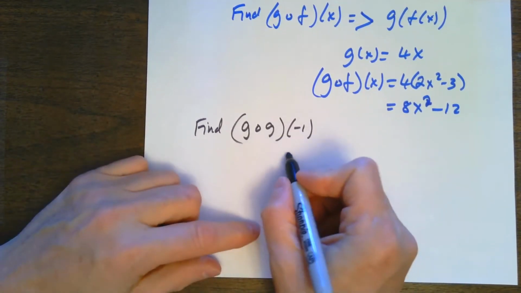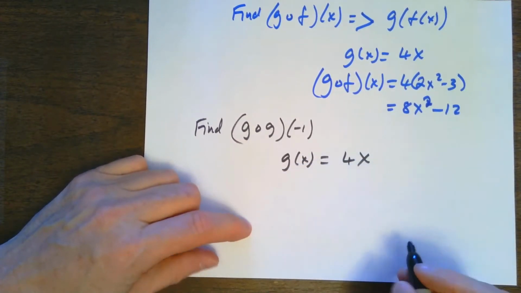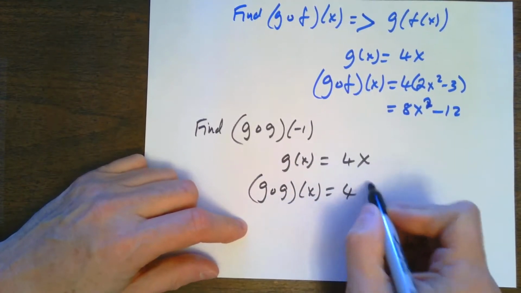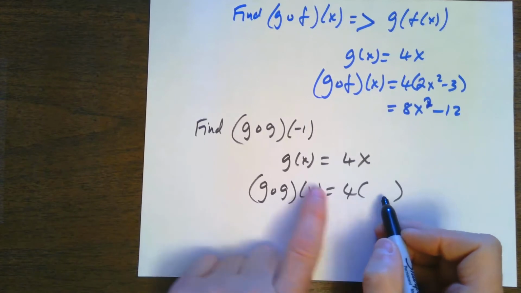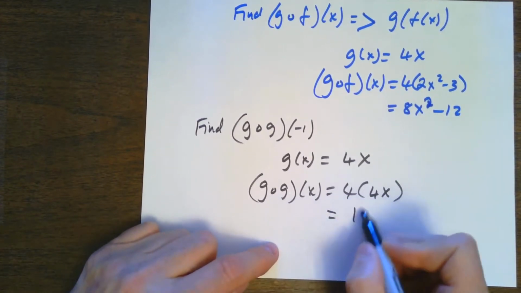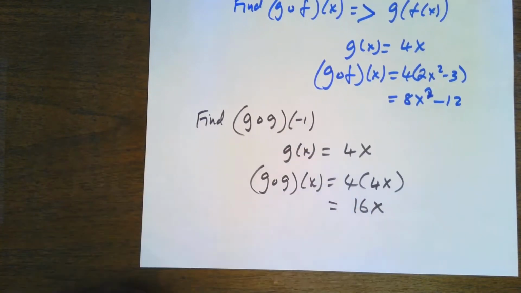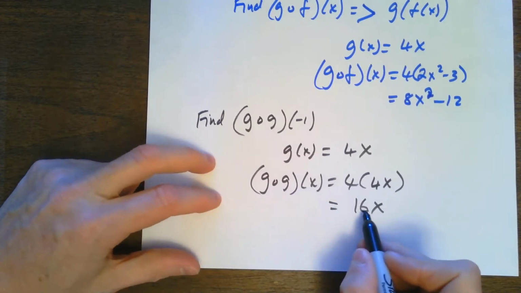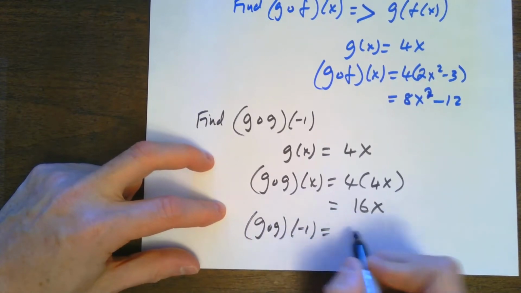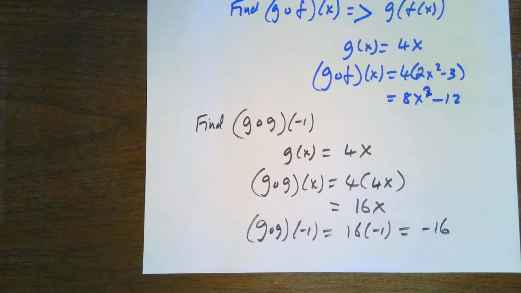All right, so let's see. g of x is equal to 4x. g of x is 4 times x, but instead of x, I'm going to plug g of x in there. I'm going to plug 4x in there. So g of g of x is 16x. But I'm not done. I still want to evaluate it at negative 1. So g of g of negative 1 is 16 times negative 1, negative 16.